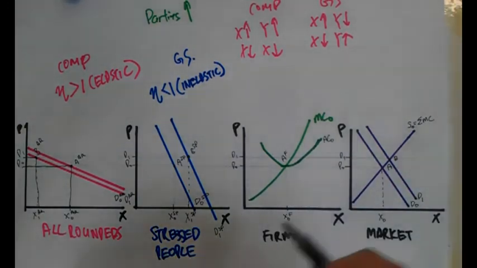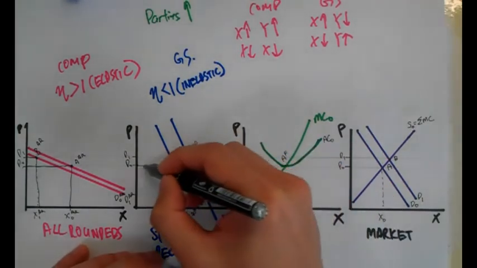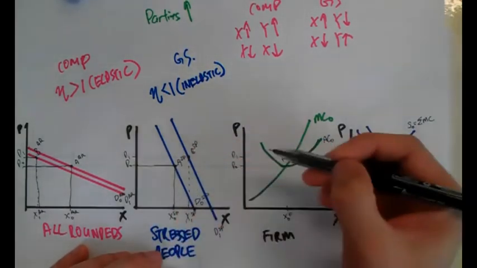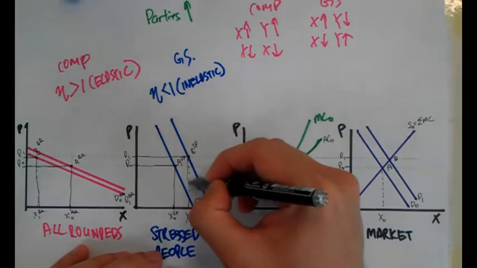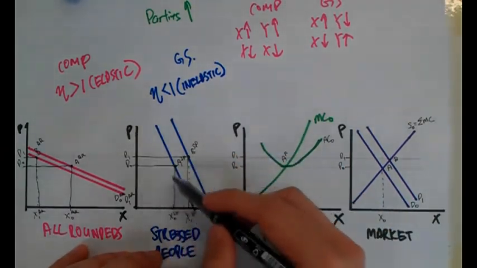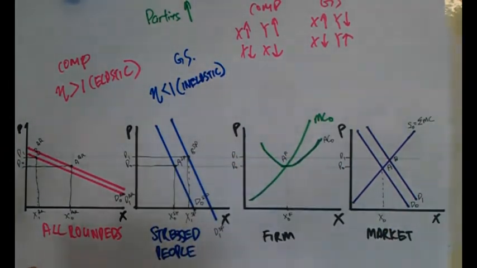As for the stressed people, as you can see, initial spending was this much. Now it has changed to this. It's very obvious here why, because it's a bigger box. It's definitely a bigger area. So therefore, the spending on the stressed people is now higher, definitely. Now let's look at the firm.